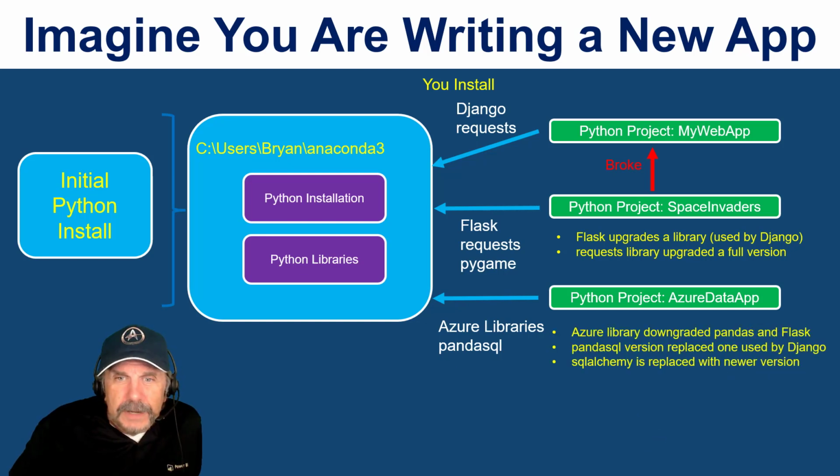So now let's look at my Azure project. Well, here I installed the Azure library, which downgraded Pandas and Flask to earlier versions. It also installed a new version of Pandas SQL, which replaced the one that Django is using, and SQL Alchemy is replaced with a newer version. So now I broke my Space Invaders project. But I also added more problems for my web app because it also uses some of the libraries that I just clobbered with the Azure Data app. So you start to see the problem.